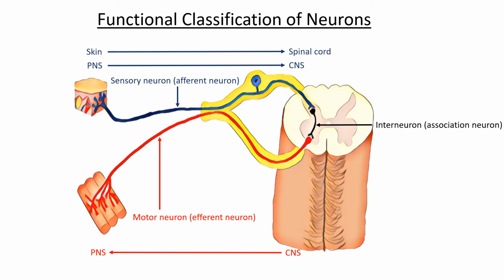For example, depending on the sensory information about water temperature, the motor information might trigger skeletal muscles of the hand to move it away from the water if the temperature is too hot.